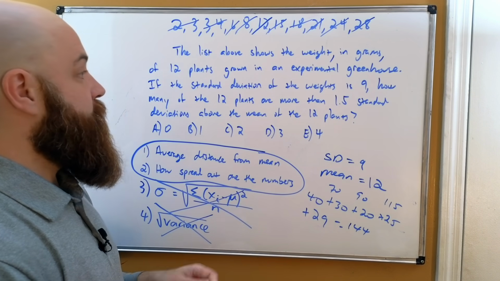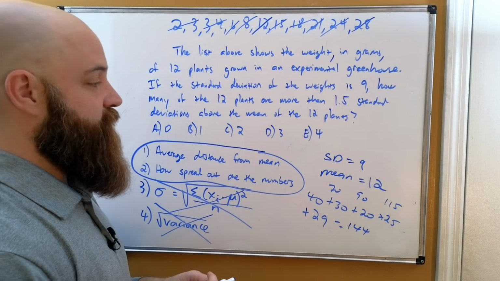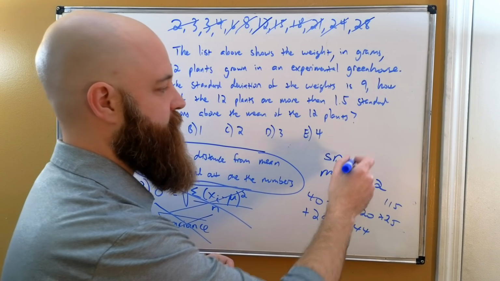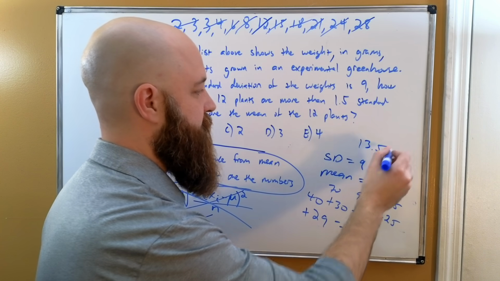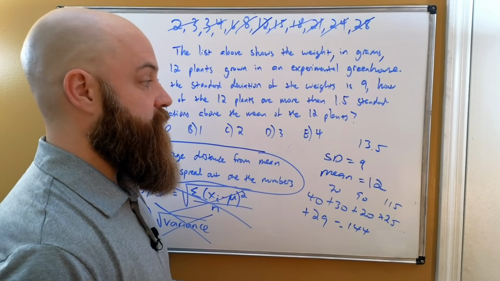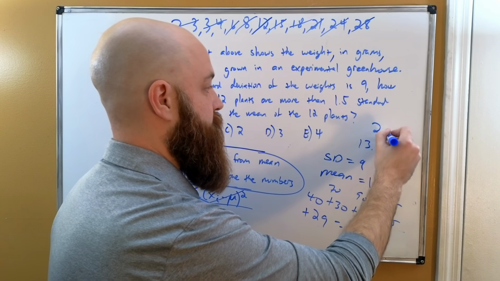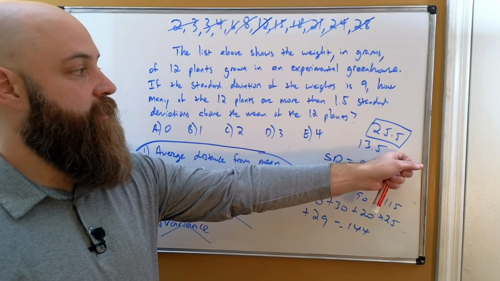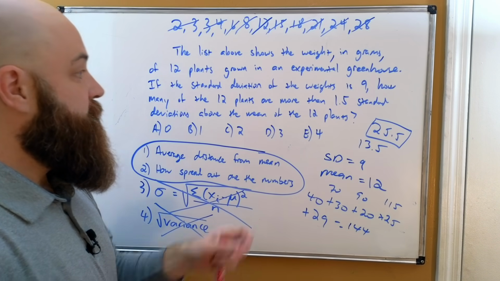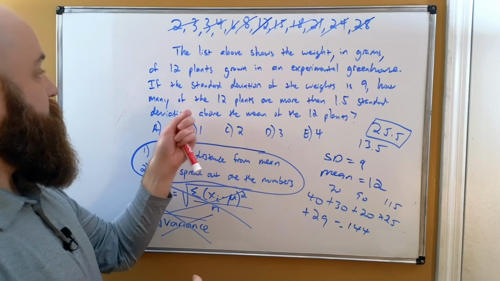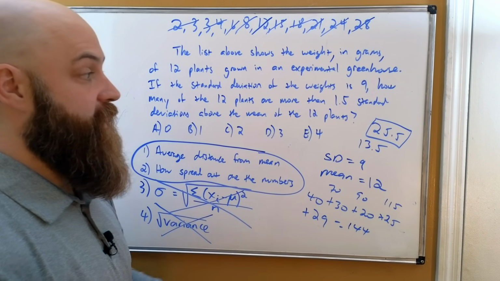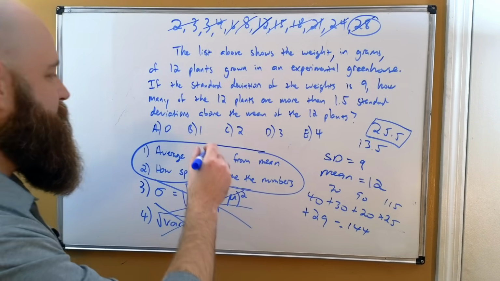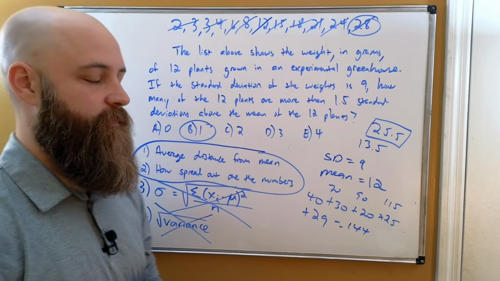And how many of the plants are more than 1.5 standard deviations above the mean? Okay, well, 1.5 standard deviations would be 1.5 times 9. That's 13.5. So 13.5 plus 12 would give me 25.5. Okay, so 1.5 standard deviations above the mean would be 25.5. So how many of the data points, let me read this, how many of the plants are more than 1.5 standard deviations? Well, how many are bigger than 25.5? Well, just that one there. Okay, so that leads me to the correct answer choice here of B.